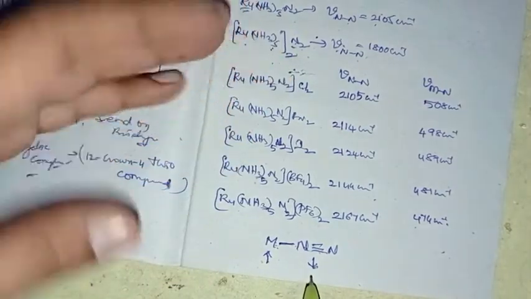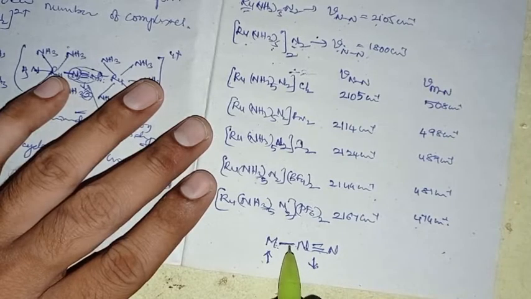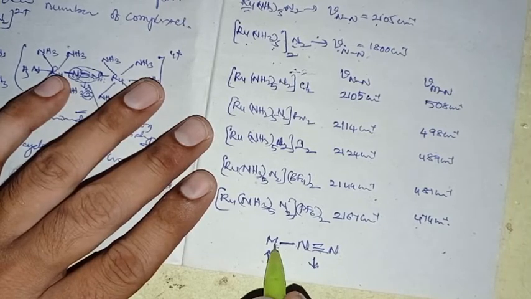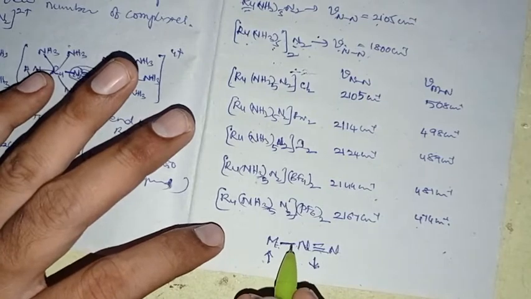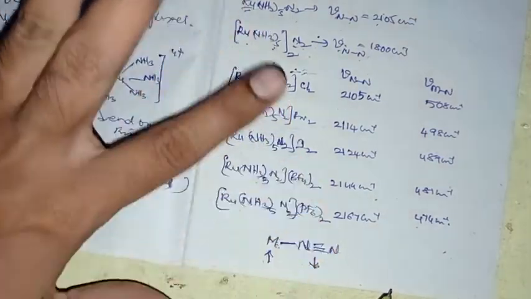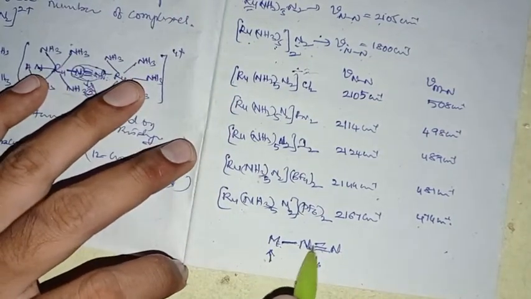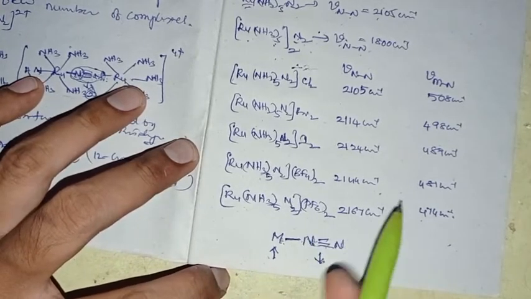Vice versa, when the metal-to-nitrogen bond is weaker, the nitrogen-to-nitrogen bond will become strengthened. That is, when the metal-to-nitrogen bond order decreases, the nitrogen-to-nitrogen bond order will increase. It is just reversed from these two to these two. The same will be reflected in the stretching frequency.